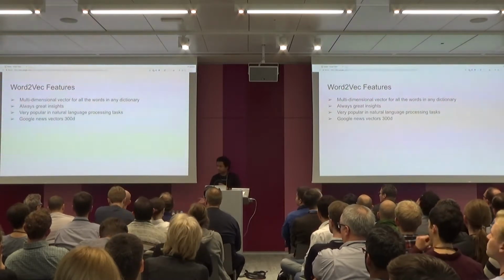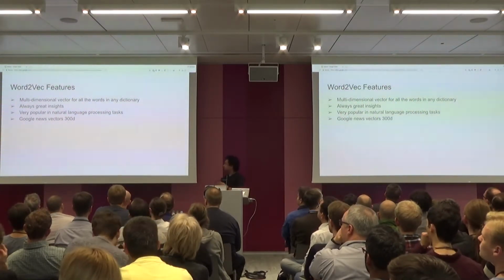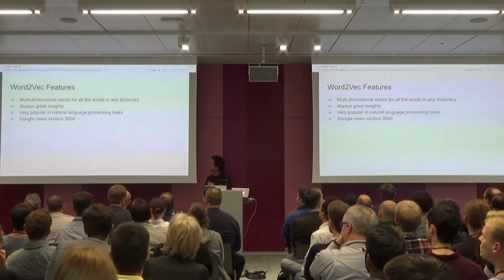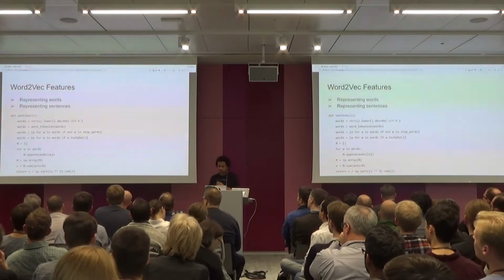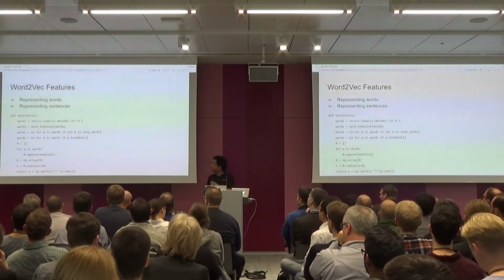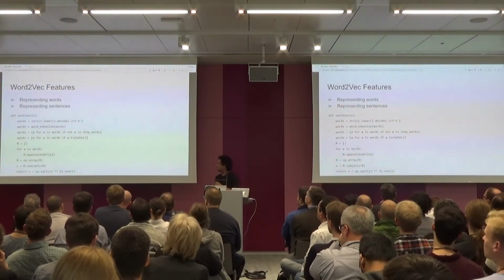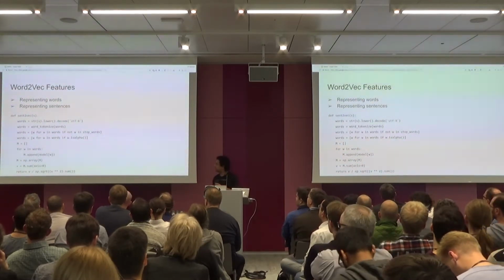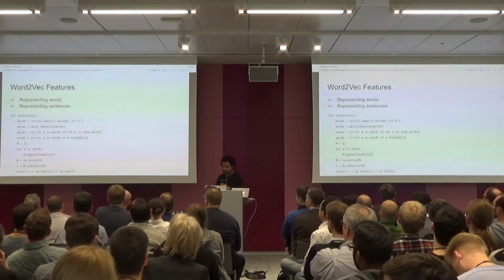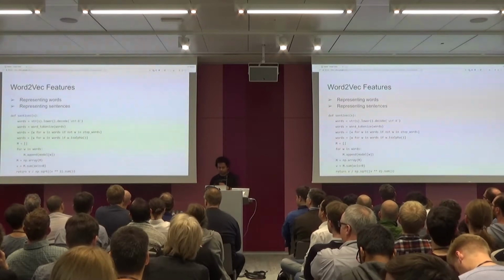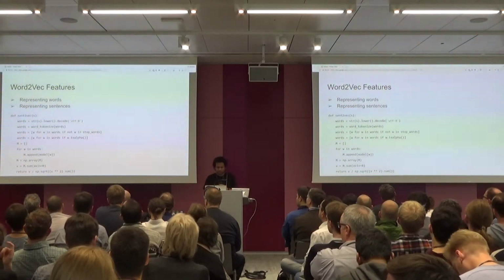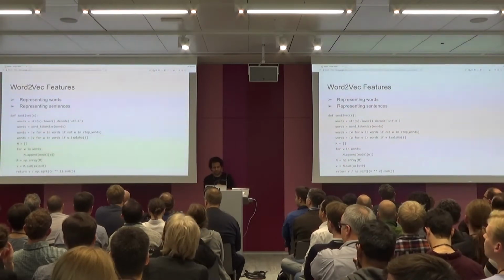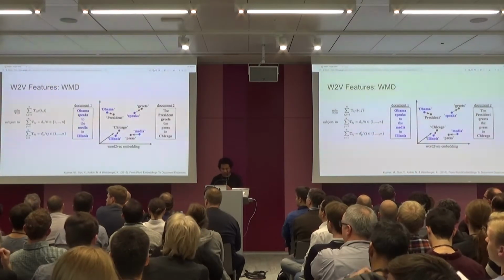Then we have word2vec features. I was using Google News vectors. It provides very great insights all the time. This is how I convert from word vectors to a sentence vector. I'm just normalizing for each and every word that appears, doing the summation and normalization. And now we can build some features based on the sentence vector features.